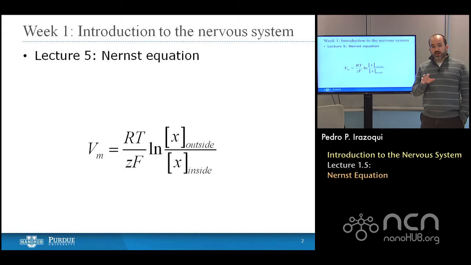resting membrane potential comes about because of two things. One, a concentration gradient from the inside of the cell to the outside of the cell. And two, the fact that the membrane that separates the inside and the outside of the cell is semi-permeable to that ion with which there's a concentration gradient.